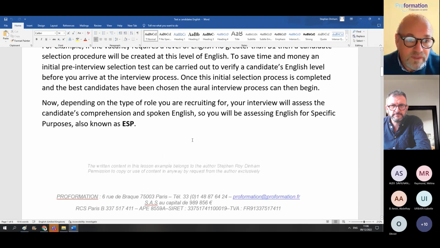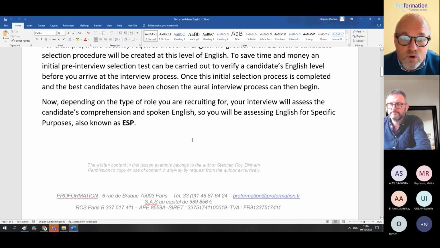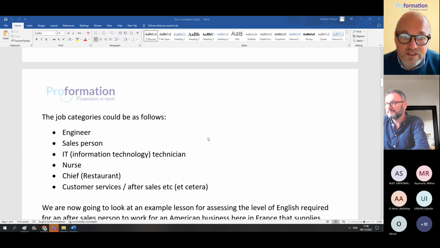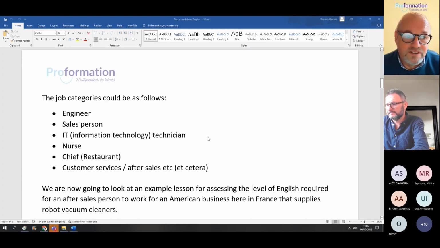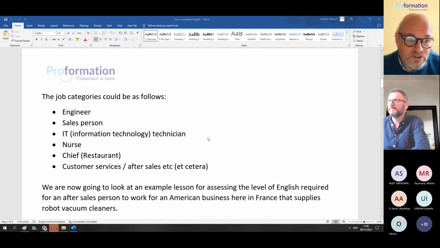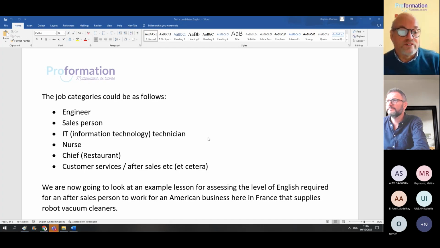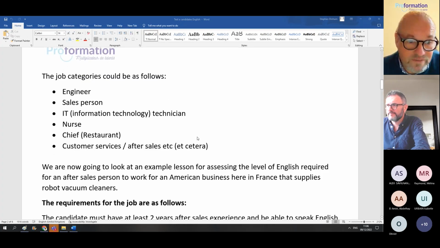Now, depending on the type of role you are recruiting for, your interview will assess the candidate's comprehension and spoken English. You will be assessing English for specific purposes, also known as ESP. The job categories could be as follows: an engineer, a salesperson, IT, information technology, technician, a nurse, a chef in a restaurant, customer services, after sales, etc.